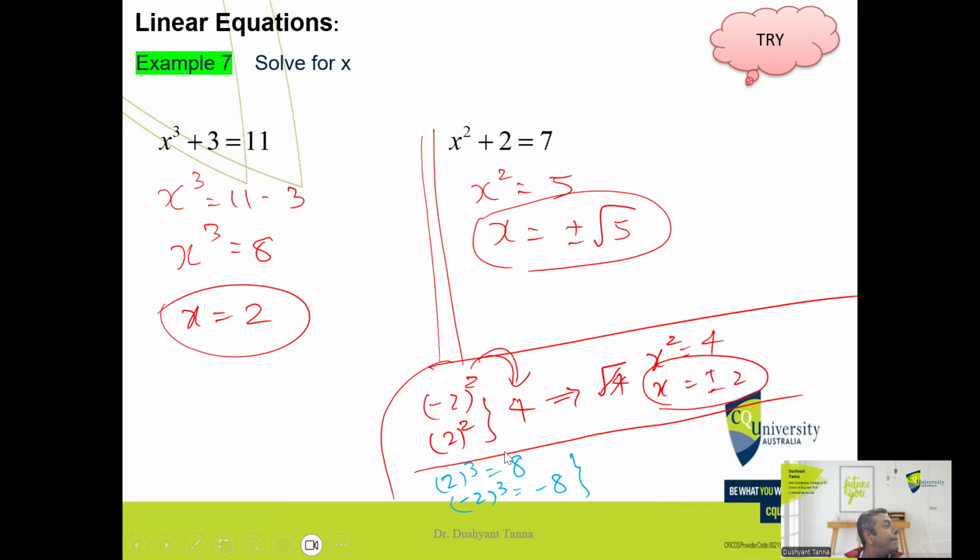Okay. So when we do an example or any question, we have to put the plus minus in front wherever it's possible. Yes, gotcha. Otherwise, you are losing an answer.